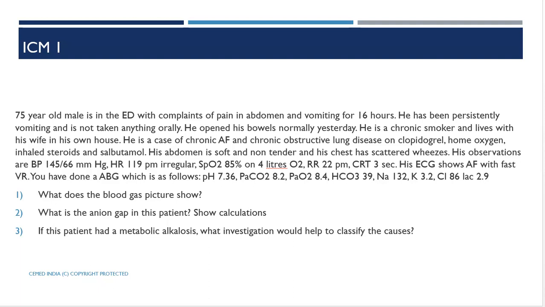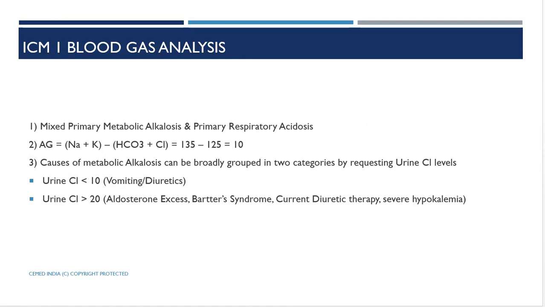If this patient has metabolic alkalosis, what investigation? You do a urine chloride level. If it's less than 10, then it's vomiting and diuretics. And if it's more than 20, it's Bartter, ABC, basically. Aldosterone, Bartter syndrome, current diuretic therapy, and hypokalemia. Happy? Let's move on to the next one.